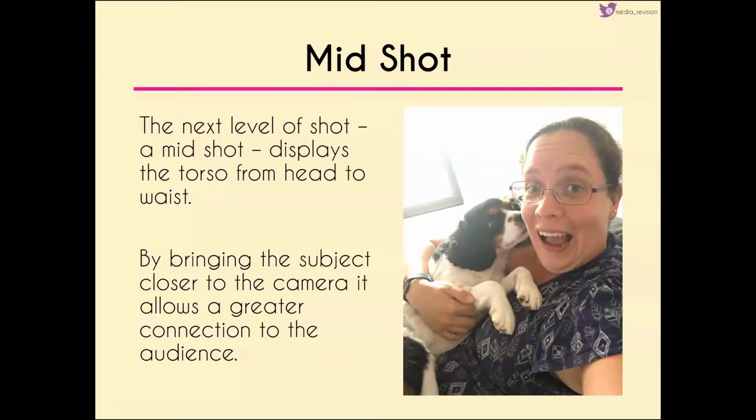A mid shot displays the torso from head to waist, so although you can't see my waist at this point because the pup is on me at the minute, it is a mid shot, and by bringing the subject closer to the camera we have a greater connection to the audience, and you can also see more of what's going on around that person that might be of importance.